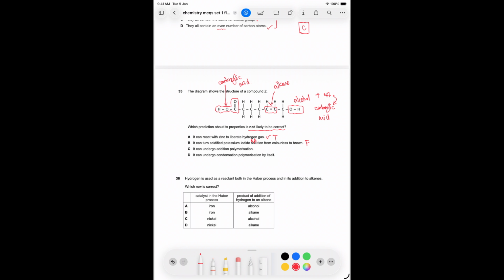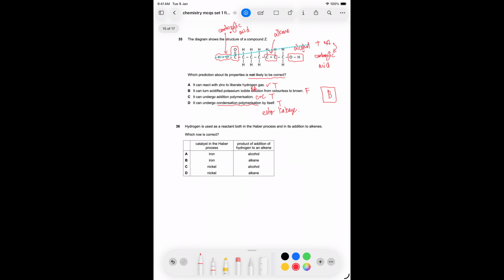Addition polymerization, yes, because it has the CC double bond. So you can open up the CC double bond. So it's true. It only works for alkene or any compound that has a CC double bond. Condensation polymerization by itself is true also, because it has your alcohol, the OH group, and your carboxylic acid. Together they will form the ester linkage, which is possible. So only B is false.